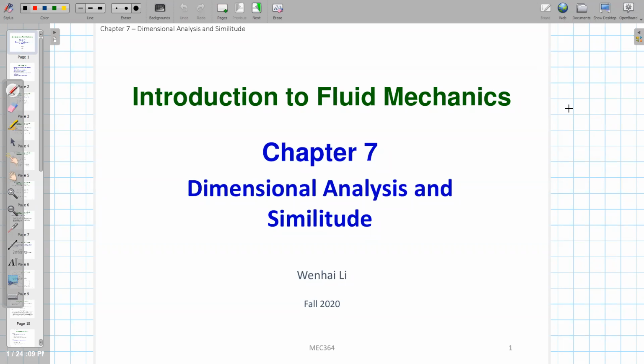So this is what we are going to do here. We try to see, for the fluid dynamics problem with all those input parameters, how we can reduce the number of these independent parameters so that we can find what are the most important things.